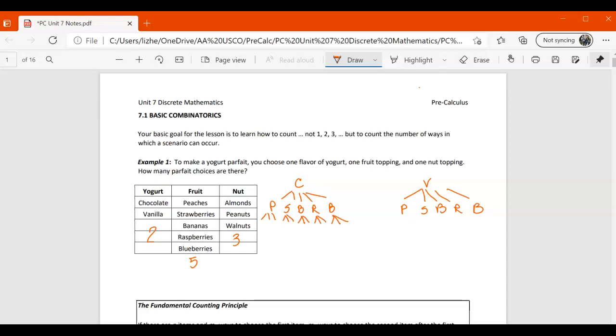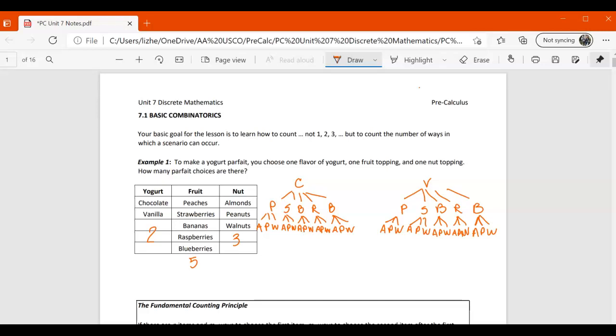All right, and we can have almonds, peanuts, walnuts, repeated under each fruit choice. And then the same goes here. 1, 2, 3, almonds, peanuts, walnuts, again for each branch. So that would be a tree diagram that shows all the different options.